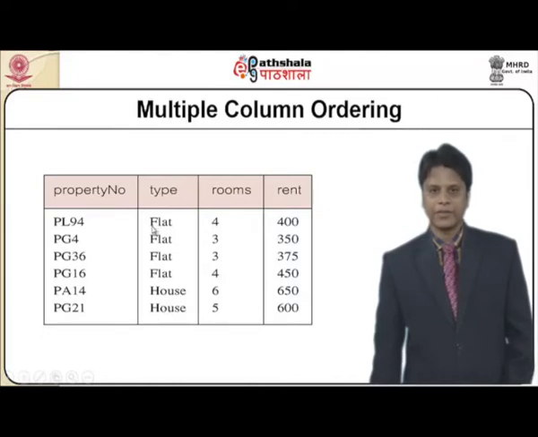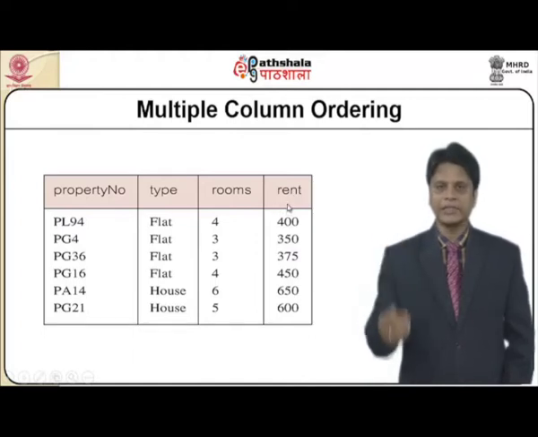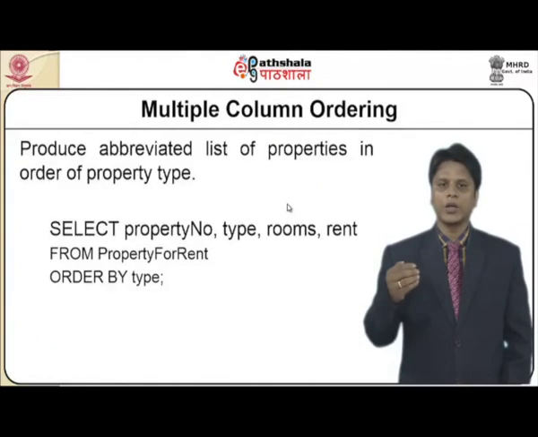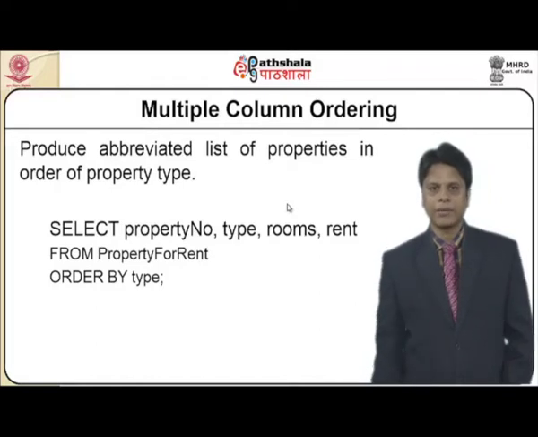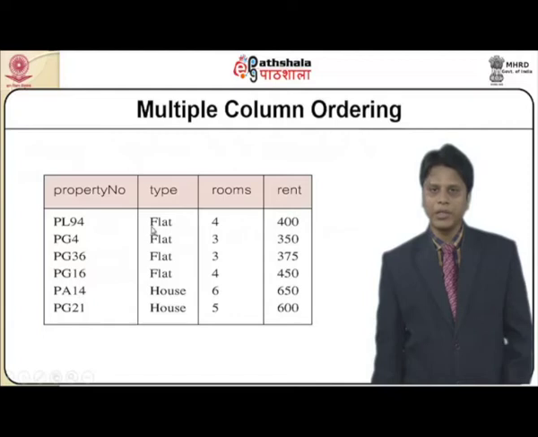First come the F types, then it will list those with H, and rooms are not an issue here. Rent is also not an issue here. I have asked you to project only property number, type, rooms, rent. If rooms were to be arranged in descending order, then I would have introduced in the query ORDER BY rooms descending, or rent descending. But I have introduced ORDER BY type. In that case, by looking at the first alphabet, it will be arranged.